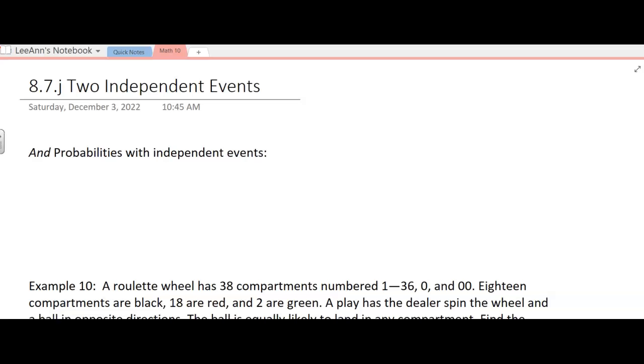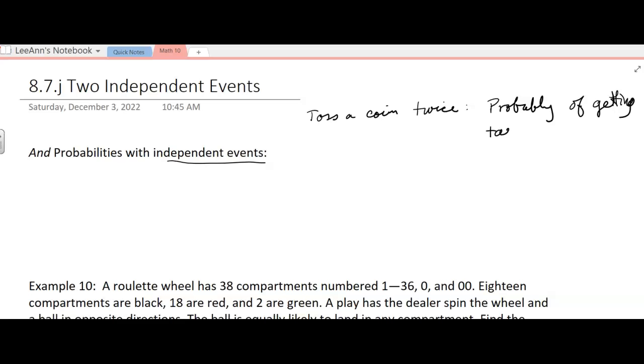Okay, so now we're going to talk about probabilities with independent events. So what do we mean by independent events? Let's say you toss a coin and you're going to do it 2 times. Toss a coin twice. And what are the chances that you will get tails both times? So what's the probability of getting tails both times? So this is like an example.